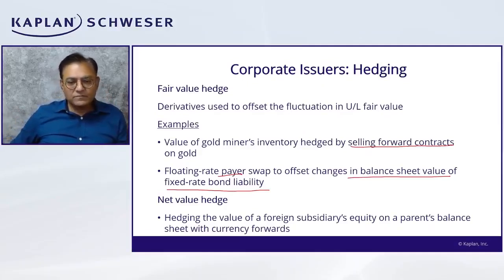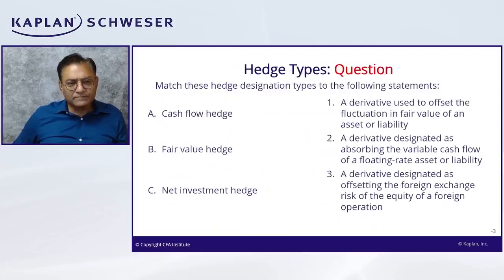Net value hedge. For example, you have a foreign subsidiary, you have made an investment in that subsidiary's equity, you contributed, let's say, US dollars, and the subsidiary is based in Japan, and so their assets and liabilities are in Japanese yen. You are concerned about the value of yen vis-a-vis the US dollar. You can hedge that exposure using currency forward contracts. So now mix and match, matching the different types of hedges to the statements that represent those hedges.